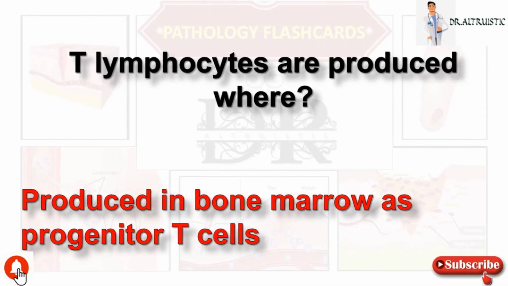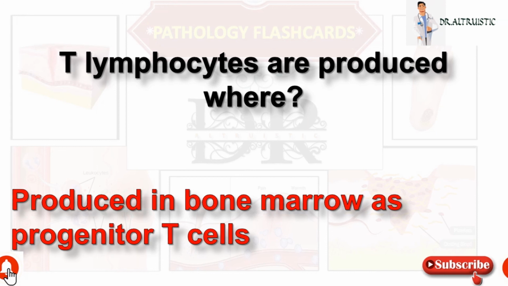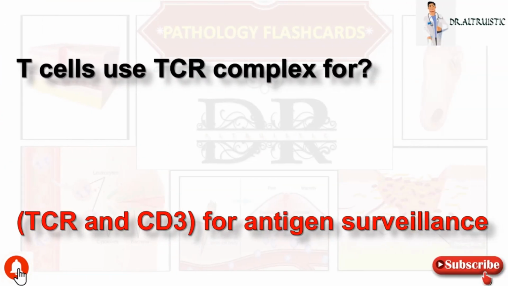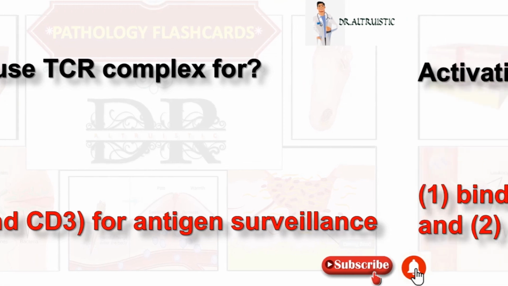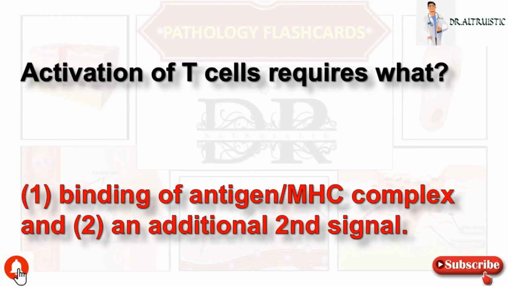T lymphocytes are produced where? Produced in bone marrow as progenitor T cells. T cells use the TCR complex, TCR and CD3, for antigen surveillance. Activation of T cells requires what? 1. Binding of antigen, MHC complex, and 2. An additional second signal.